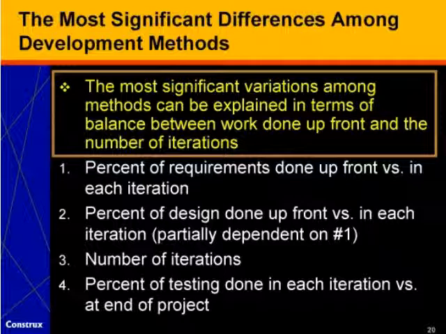We can't do all of the design up front if we don't do a great deal of the requirements work up front. And then we look at the number of iterations, whether a project is broken up into 0, or that is 1 iteration, or 3 iterations, or 12 iterations. That's a big driving factor as well. And a final factor is what percentage of testing, in particular system testing, do we do in each iteration versus at the end of the project.